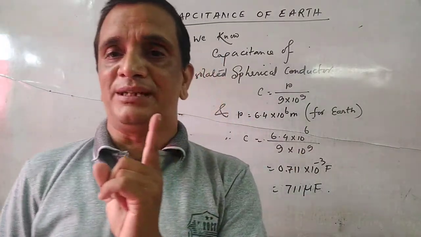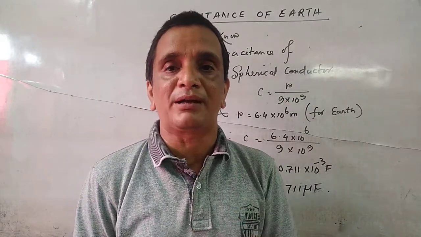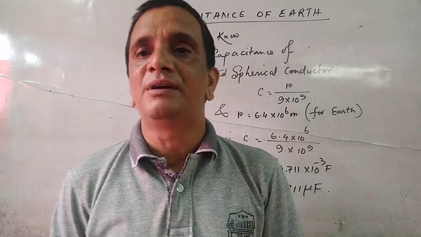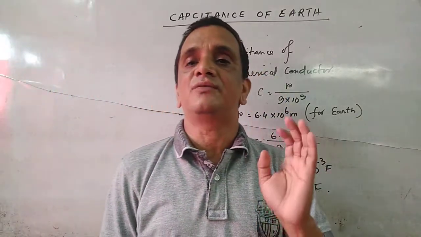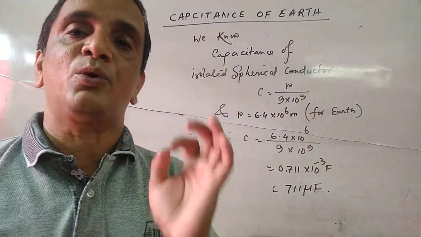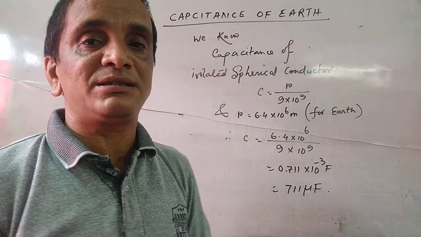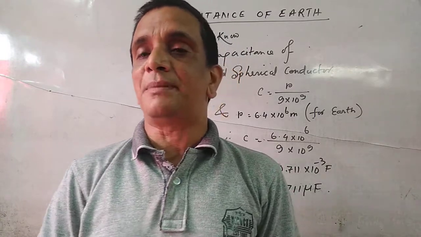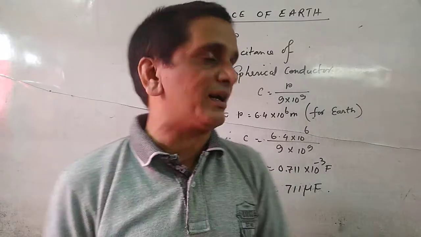But practically we are using 50 microfarad, 20 microfarad. How is it possible? We will discuss it later on. But you should know that the capacitance of Earth is only 711 microfarad. Clear? This is about the capacitance of an isolated capacitor. An example of an isolated capacitor is our Earth. That is the capacitance of Earth. Is it clear?